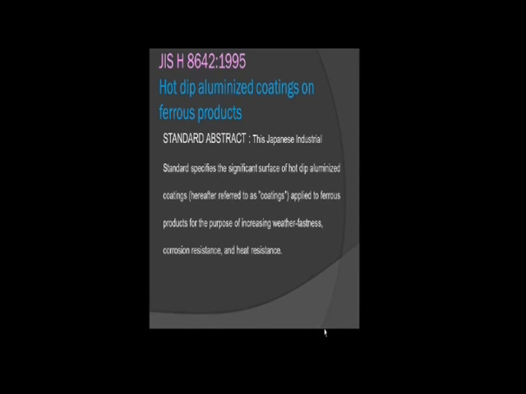Hot dip aluminized coatings on ferrous products was established on October 1, 1965, revised on June 1, 1995, and confirmed on October 1, 2010. Articles having a coating containing about 55% aluminum, 45% zinc, and 2% silicon are known to exhibit an optimal combination of general corrosion resistance, more durable than zinc coating. And here are example pictures of hot dip aluminized coatings on ferrous products.